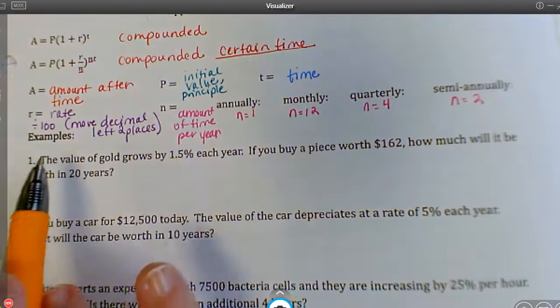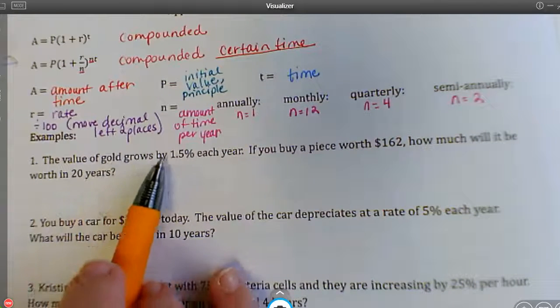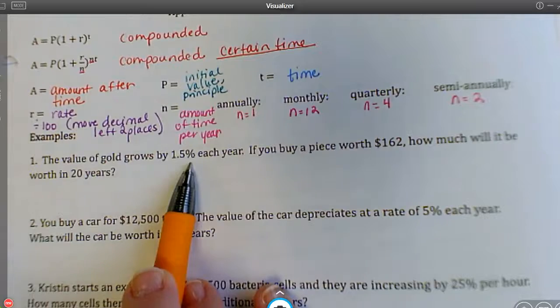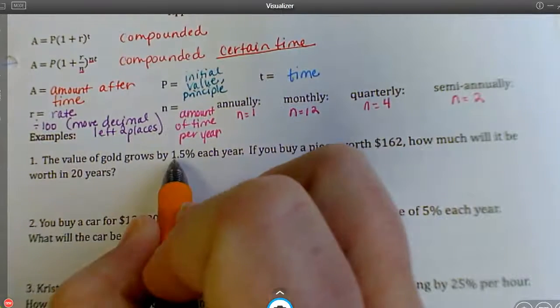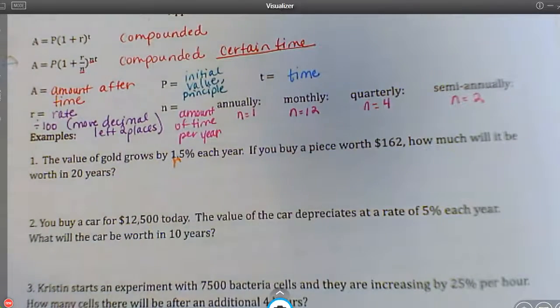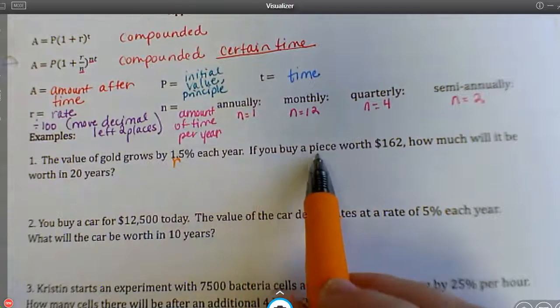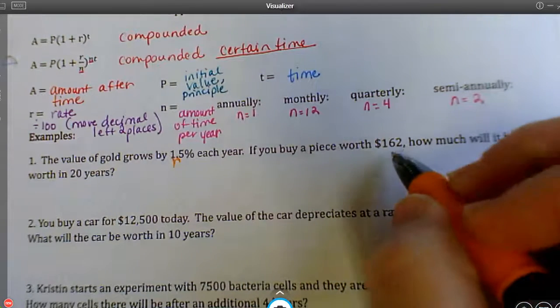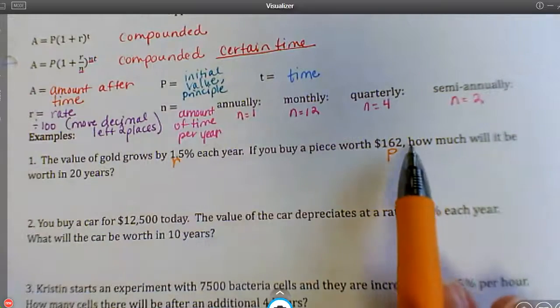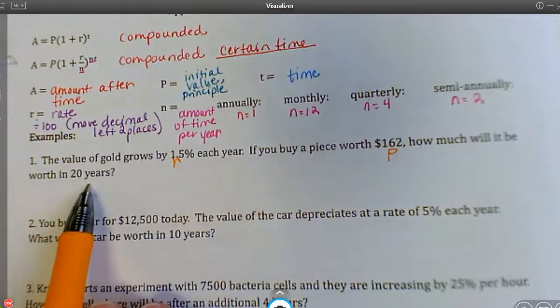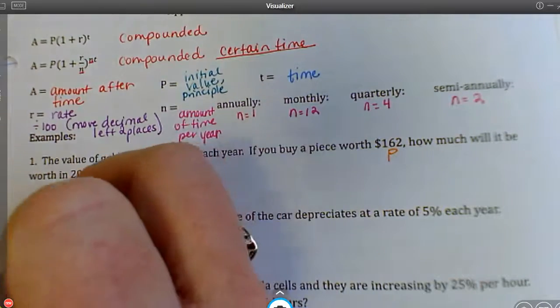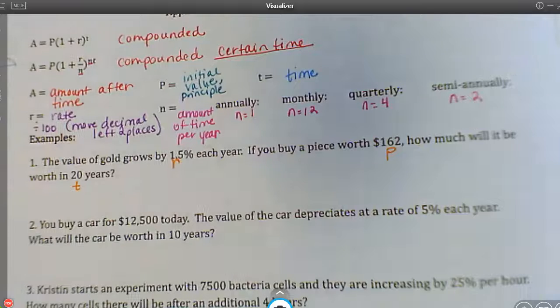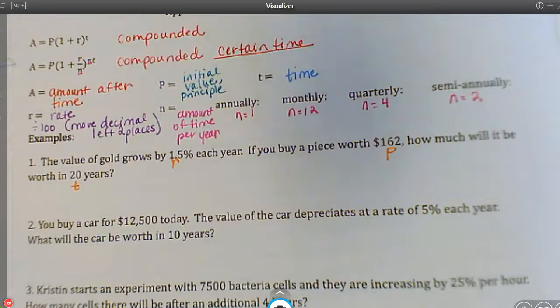Okay? So the first one says the value of gold grows by 1.5% per year. This is going to have to be R because that's a percentage. I can just already tell that. If you buy a piece worth 162, that's probably the principal, the starting amount. How much will it be worth in 20 years? That's going to be your T. I don't see anything telling me monthly, daily, semi-annually, so that means I'm going to use that first equation.